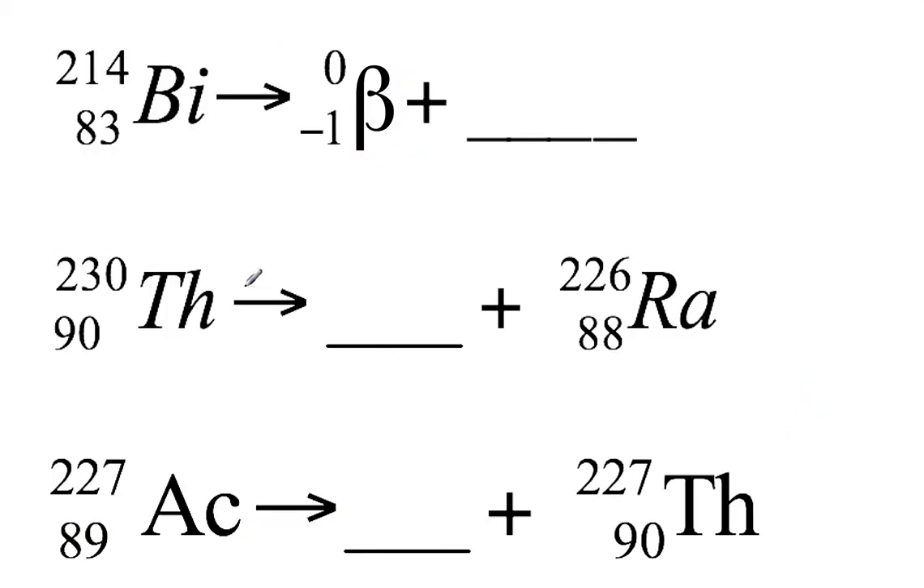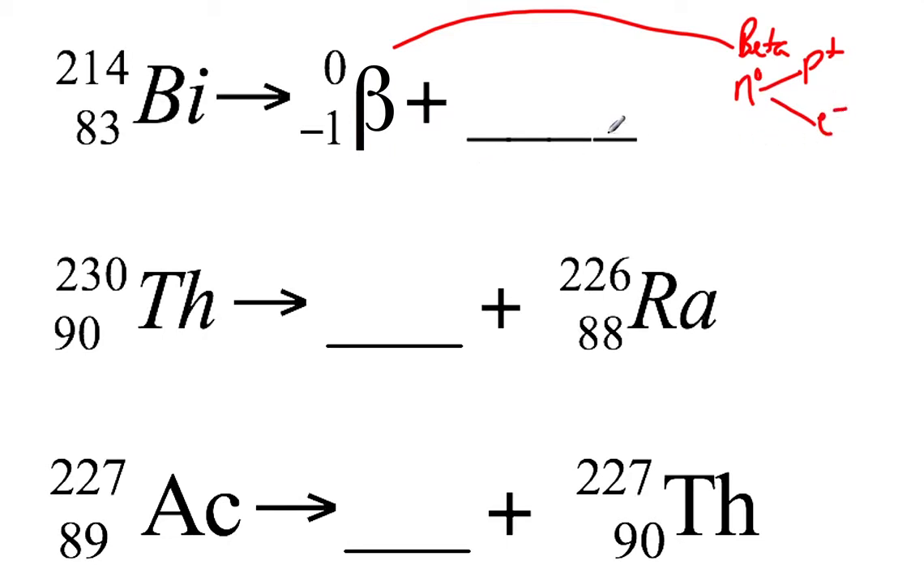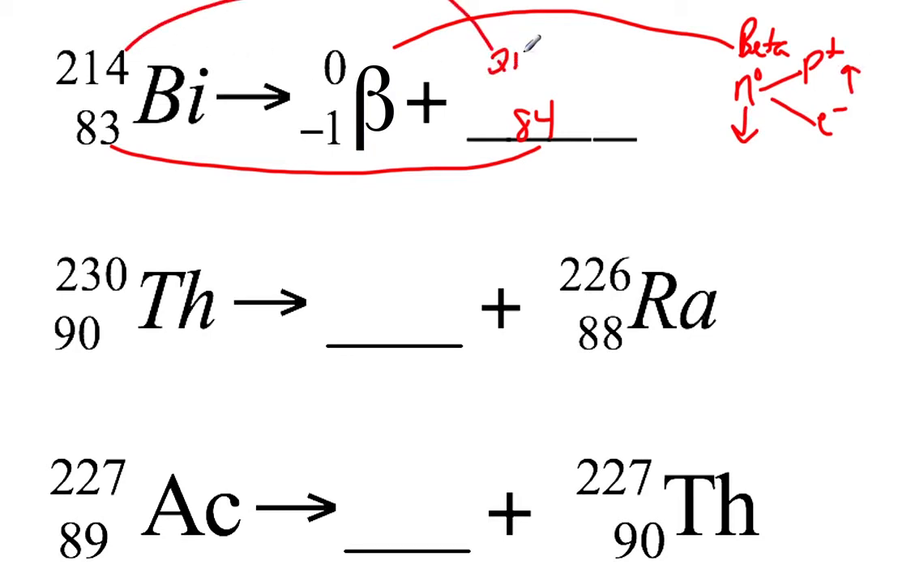All right, now what if you were given an equation like this? And you have to fill in the blanks here. We see that we start with 214 over 83 bismuth, and this is released. This should signal to you that this is beta decay. So you should be able to label this as beta decay. You should know that the neutron turns into a proton and an electron. The proton stays in the nucleus, so 83 is going to go up to 84. But the overall change is basically nothing. The neutron went down, but the proton went up. So 214 is going to be our final mass in there.